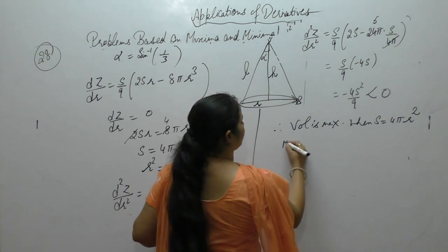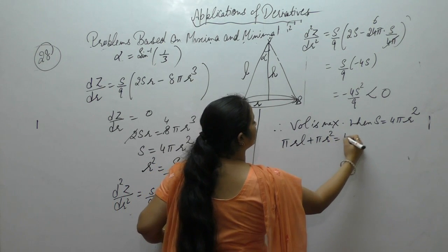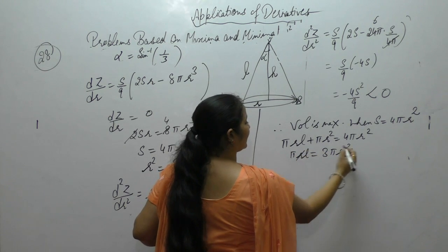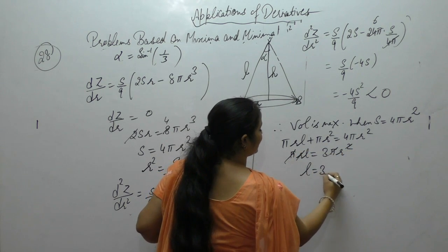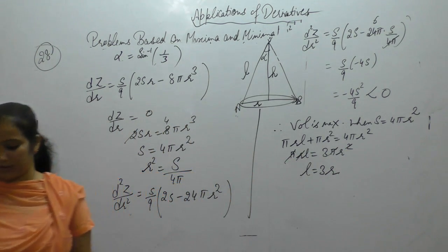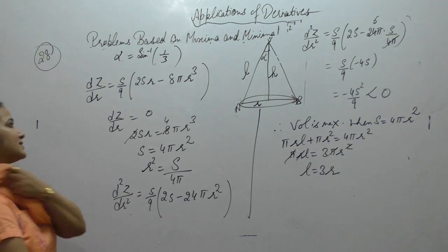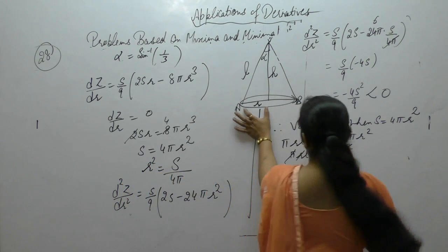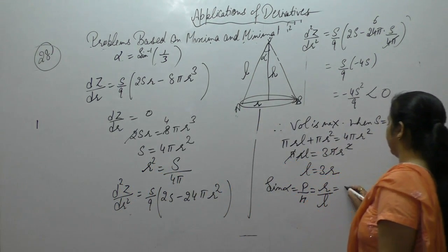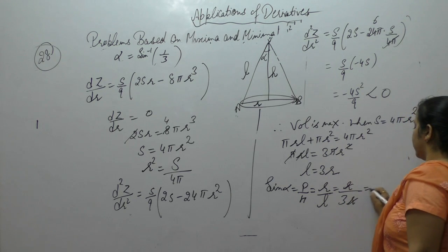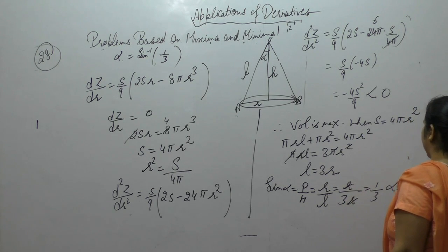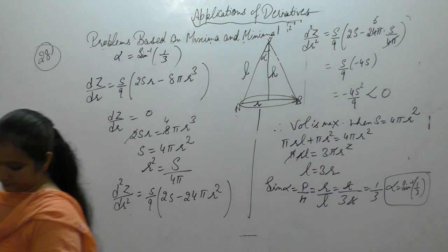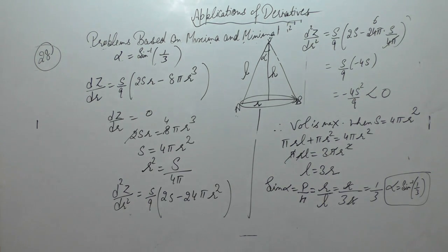Now here put the value of S, pi rL plus pi r square. So 4 minus 1, r will get cancelled, pi will get cancelled. So L is 3r. Now sin alpha is perpendicular upon hypotenuse. Perpendicular is r and hypotenuse is L. Put the value of L here. So 1 by 3, or we can say that alpha is sin inverse 1 by 3. Note it down.